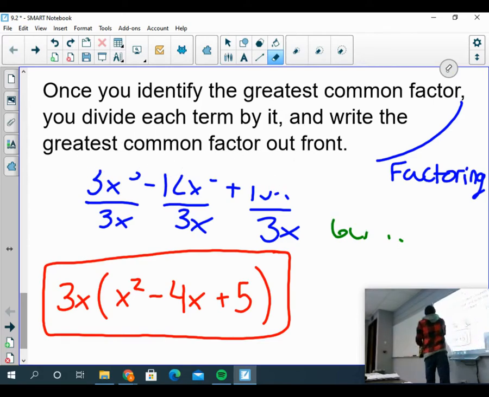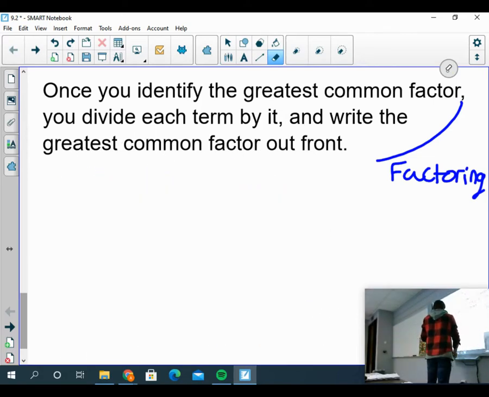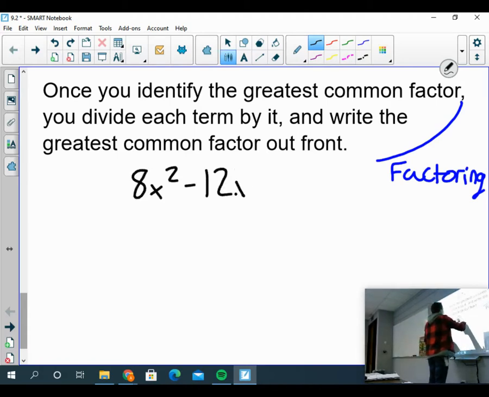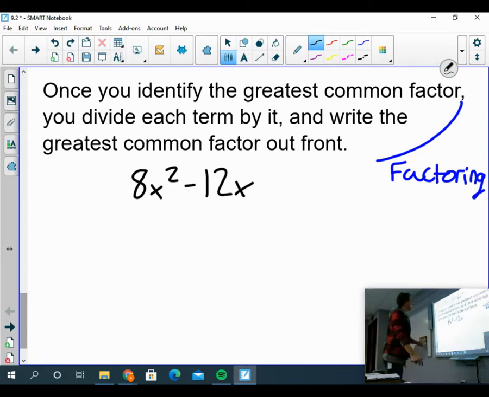Let's try a couple more examples. 8x squared minus 12x. Go ahead and try this on your own. Identify the greatest common factor, take it out front, and divide each term by your greatest common factor. So pause the video and give it a shot.